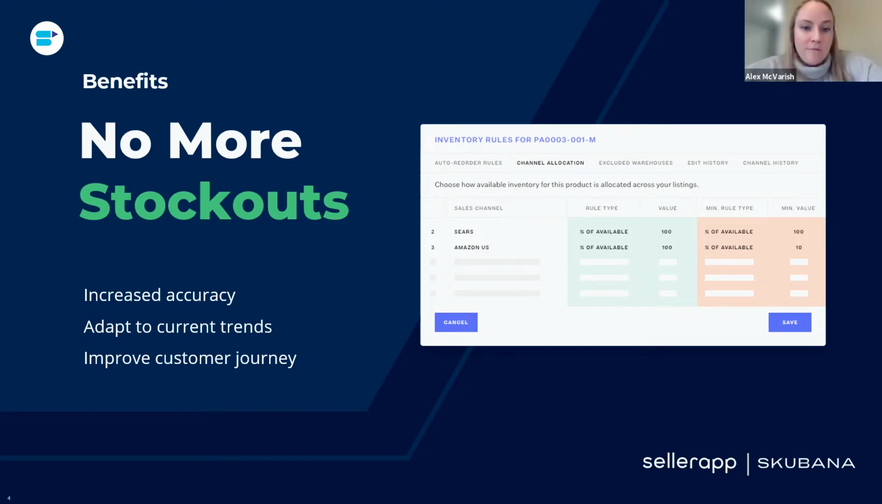In case of excess inventory, SellerApp is here with tips that'll help you liquidate your inventory. Over to you, Ria. Thanks, Alex.